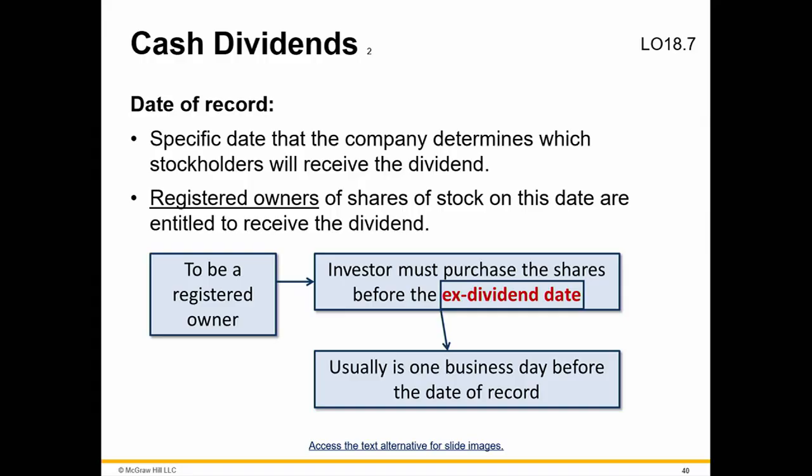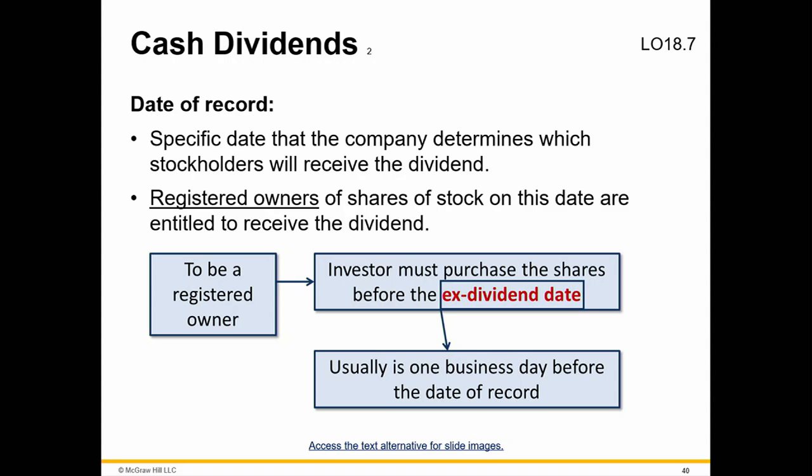Even if you sell the shares the next day, you still own them on that date, you get the dividend. That is called the date of record. So only registered owners of those shares of stock on that date are going to get the dividend. Okay? So to be a registered owner, you have had to purchase the shares before what they call the ex-dividend date, and that's usually just one business day before the date of record.